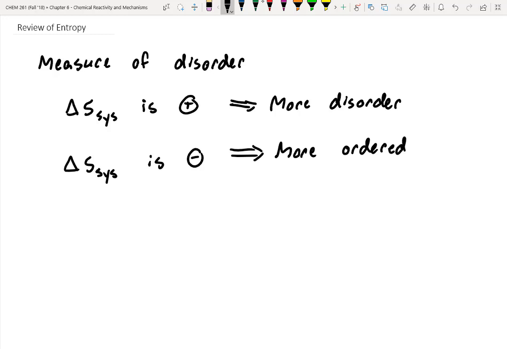Does anybody know which one the universe tends to favor? More disorder, right? I don't know if anybody's played Cards Against Humanity. One of my favorite cards is the inevitable heat death of the universe. And that really gets back into the idea of entropy wanting the universe to basically get more and more chaotic and expand out at an accelerating rate.